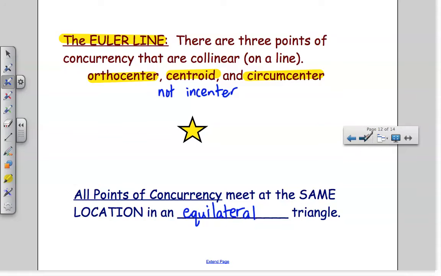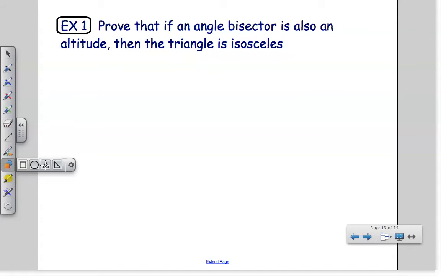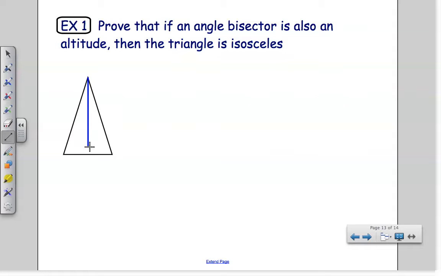And we're going to end with a proof here. Prove that if an angle bisector is also an altitude, then the triangle is isosceles. I'm going to put a little triangle in here. I'm going to draw that line because it's supposed to be an angle bisector and an altitude. Let's label the vertices here. This could be triangle ABC, how about?